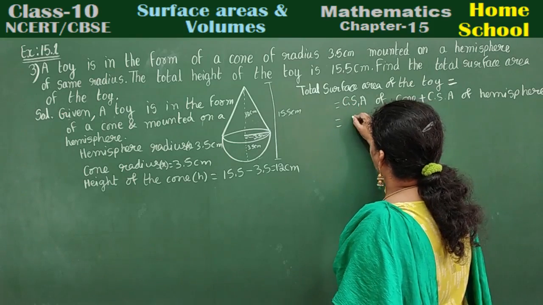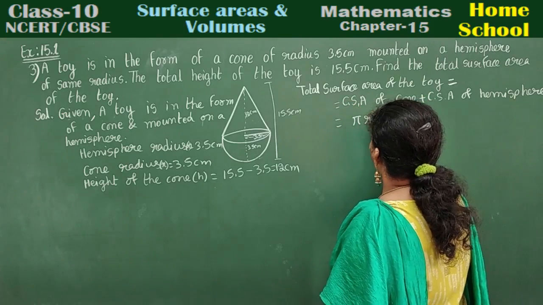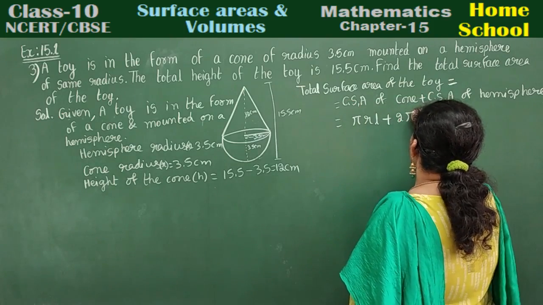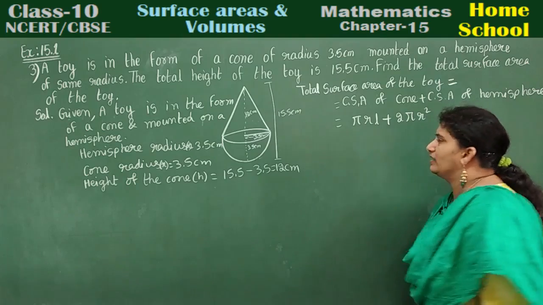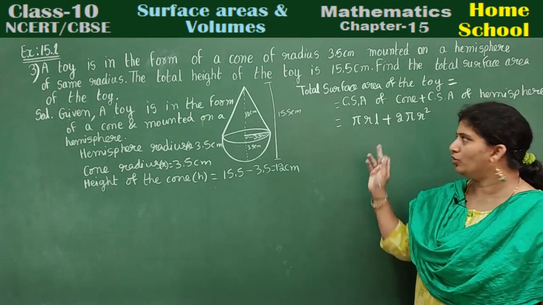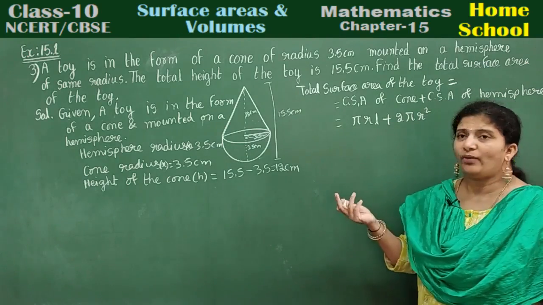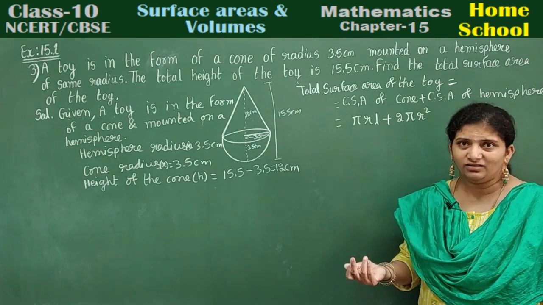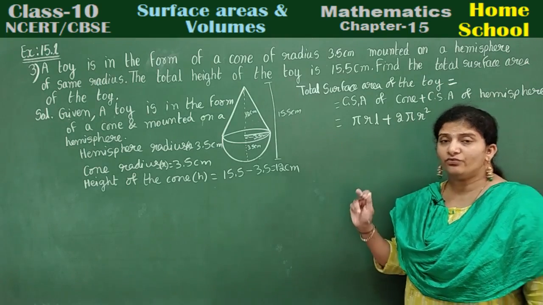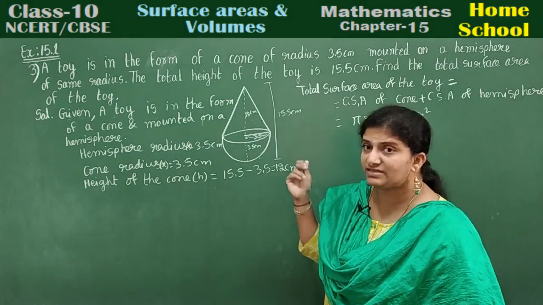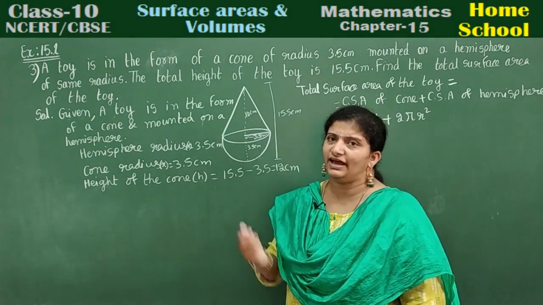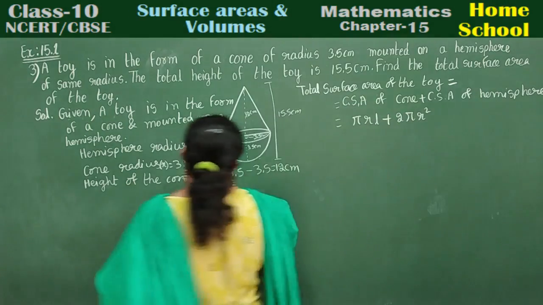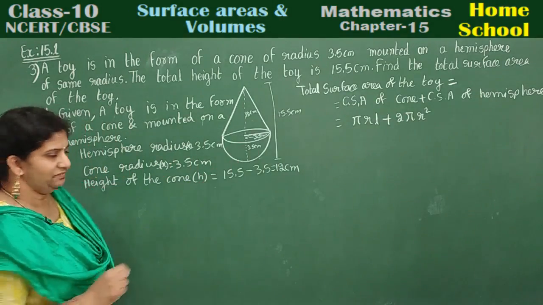CSA of a cone formula is pi r L. CSA of a hemisphere is 2 pi r square. Yes, stop. You know only r. Where is this L? Do you have L? No, we don't have L. So we need to calculate first the cone slant height. L is what? Cone slant height. Let us calculate L and then start there.